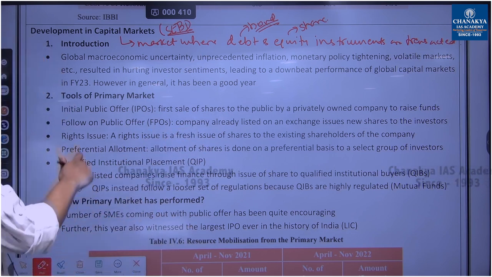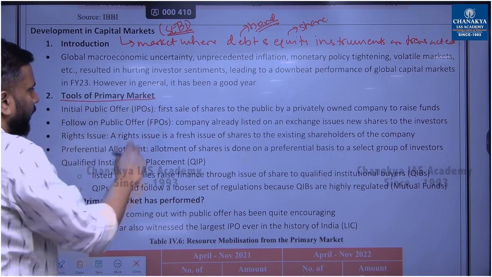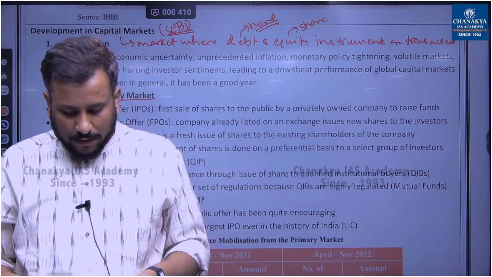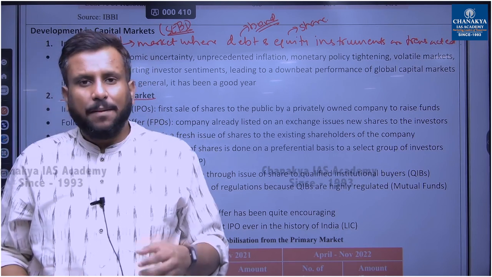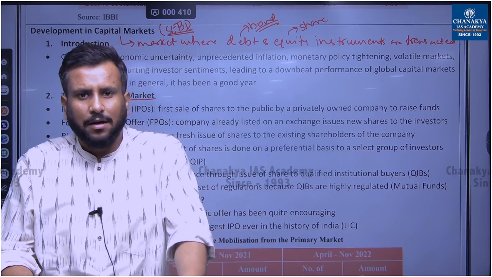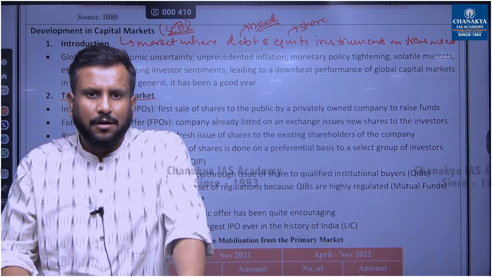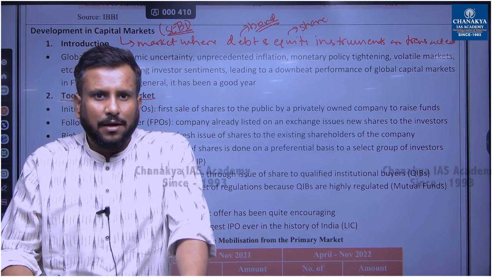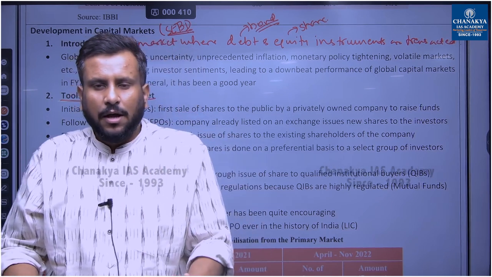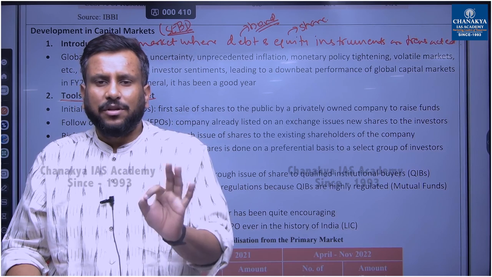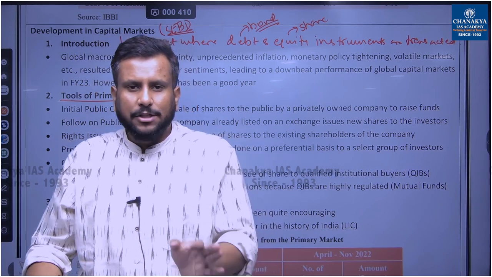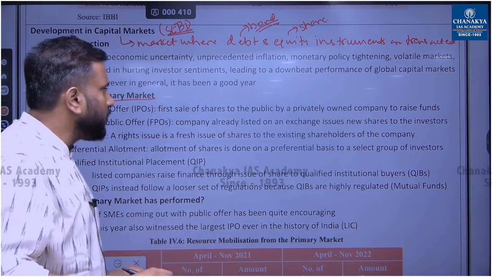So let us understand the tools of primary market. So सबसे पहले आपने नाम सुना होगा initial public offer, IPO. So IPO क्या होता है? For example, I have a company. Or suppose you are watching this lecture. So suppose कि any institute, for example Chanakya RAS Institute, issues its share to the public for the first time. For the first time, it has never done that thing in the past. It is doing this for the first time. So that is known as IPO.